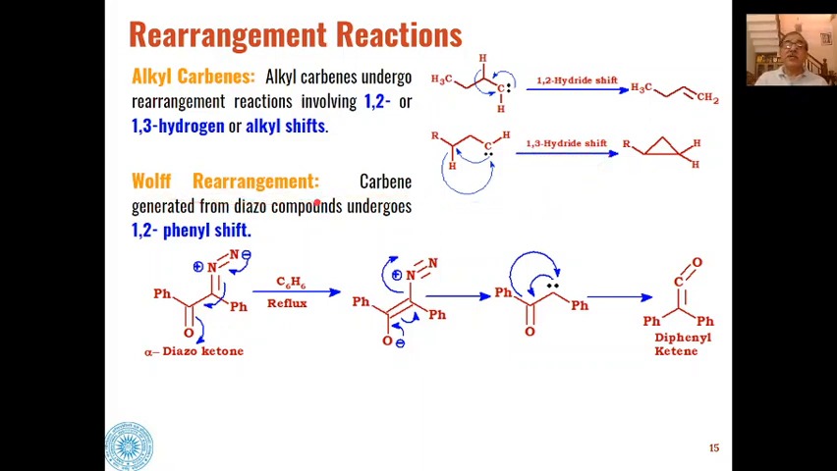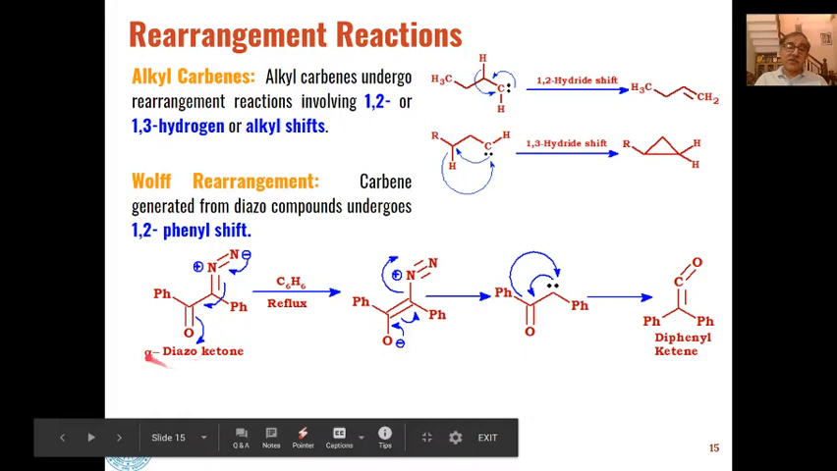Then an important reaction, that is Wolff rearrangement. This involves carbenes as intermediates in the reaction, and these carbenes are generated from diazo compounds. They undergo 1,2 phenyl shift to give us the final products.